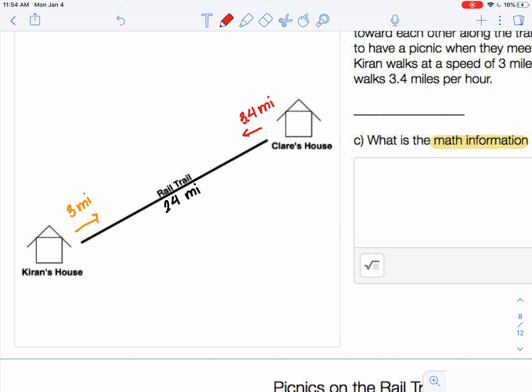So the question is, after that 1 hour, how far apart are the two girls? Well, we know that we've chopped off this part of the distance, 3 miles, and this part of the distance, 3.4 miles. So what we're really doing is we're taking our starting distance of 24 miles and we're subtracting 3.4, because that's how far Claire walked, minus 3, because that's how far Kieran walked. And that will tell us that the girls are now 17.6 miles apart.